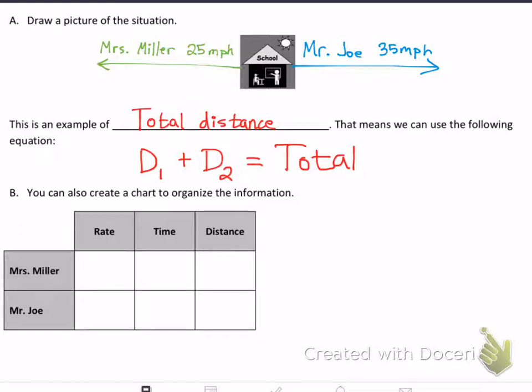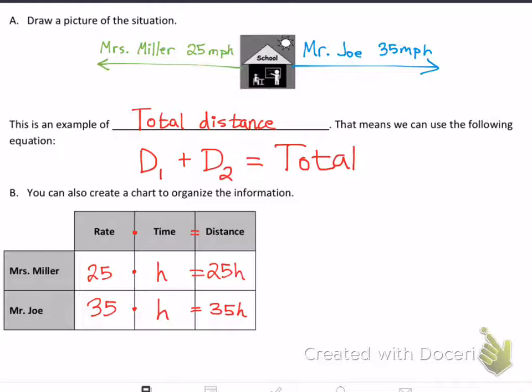So Mrs. Miller, she's going 25 miles per hour. Mr. Joe is going 35 miles per hour. And the time is something that we don't know. Okay, but we know that they're both traveling at the same time. Now, if you don't know the formula, rate times time is equal to the distance. So 25 miles per hour, 25 times the number of hours, means I'm going 25 times h. And so 35 times h will give me 35h.